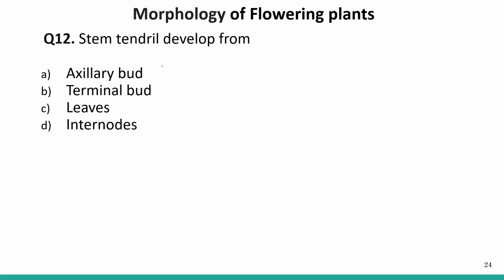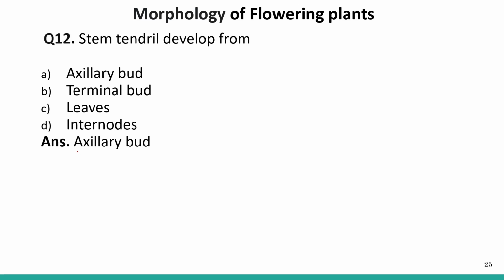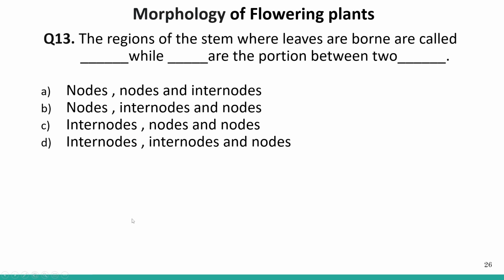Next, stem tendrils develop from axillary bud, terminal bud, leaves, and internode. This also we have discussed: this is the leaf, and this axillary bud gives rise to tendrils. So that is called stem tendrils. Terminal bud, leaves, and internodes are not stem tendrils. They do not give rise to the stem tendril. Axillary bud gives rise to the stem tendrils.